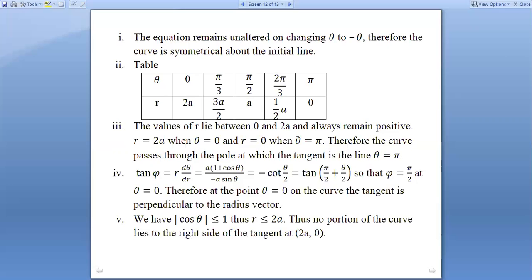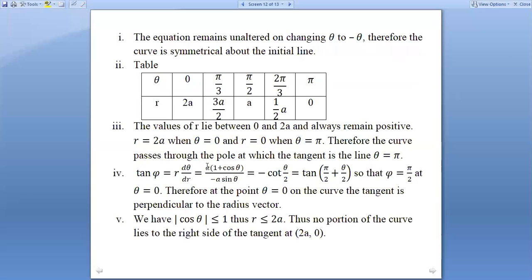So since r is equal to 0 at theta is equal to pi, we have a curve which passes through the pole at which the tangent is the line theta is equal to pi. Now we'll find out what is tan phi. So tan phi is equal to r d theta by dr.